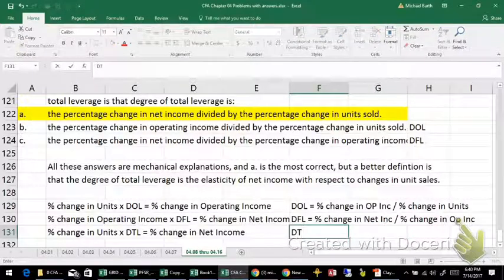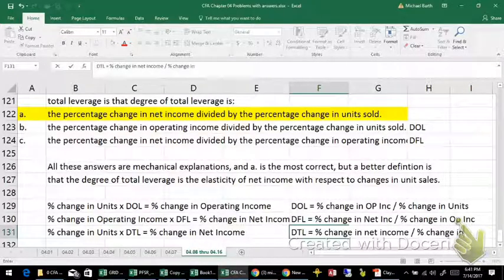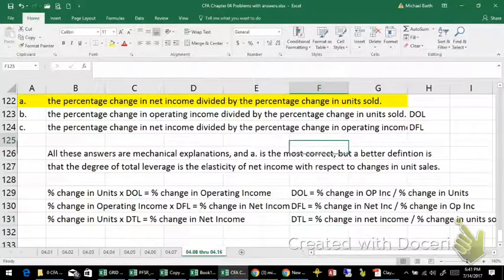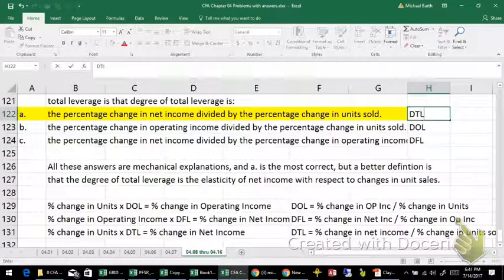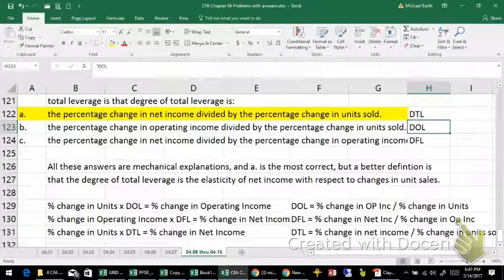So the degree of total leverage, you could rewrite that as the percent change in net income divided by percent change in units sold, which is answer A up here. That is the DTL. That's a description of the mathematics. That's not what it means. What it means is it's the elasticity, or the effect of the leverage that a change in units sold would have on net income.